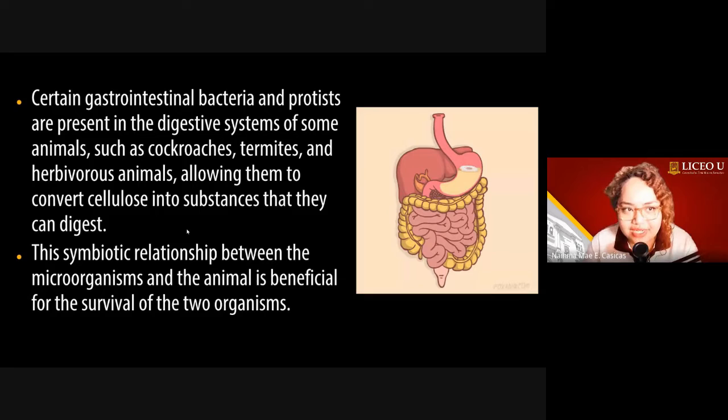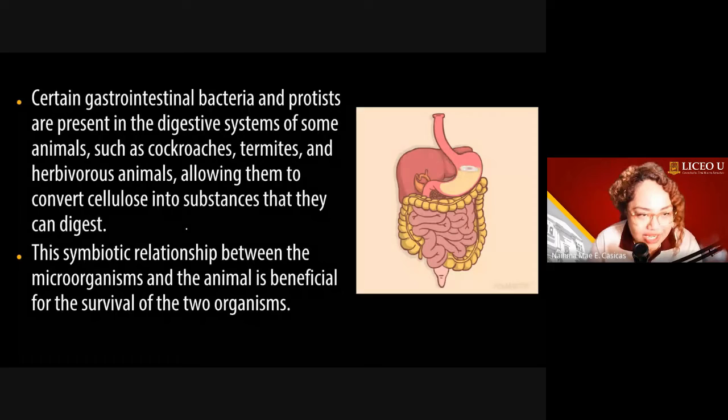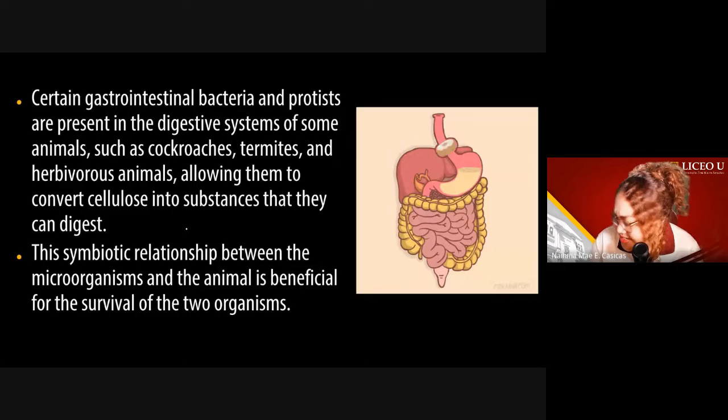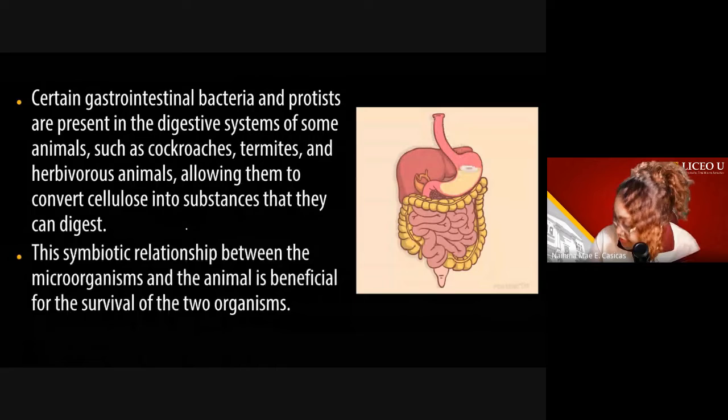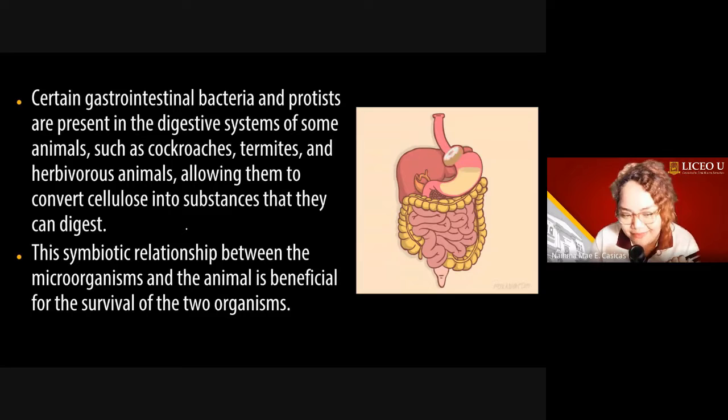There are also certain gastrointestinal bacteria and protists that are normally present in our digestive systems, and they help in our digestion. For example, it's promoted to drink Yakult every day. Yakult has the Lactobacillus casei Shirota strain, a kind of lactobacillus named Shirota after the Japanese scientist who discovered it. Yakult is a Japanese brand. This cultured milk contains this lactobacillus, which is normal in our intestines, and it helps in our digestion.